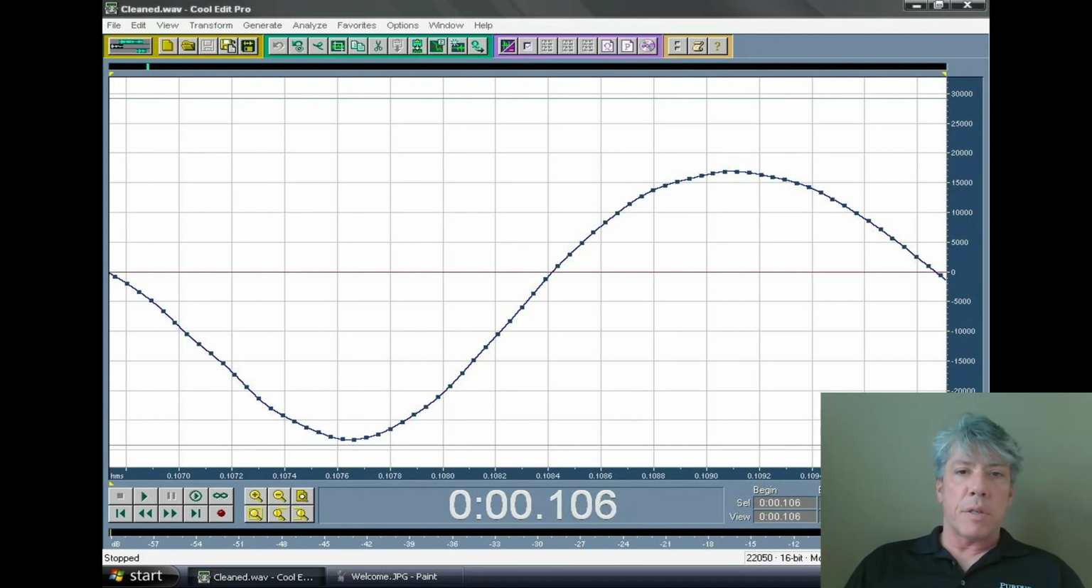Time is discretized here. Notice that the waveform is not sampled at all times. It's only sampled at discrete times. Now again, 22,050 times per second is pretty doggone fast. Most industrial processes do not have near this amplitude resolution or this frequency resolution. And the reason is because it's simply not needed most times.